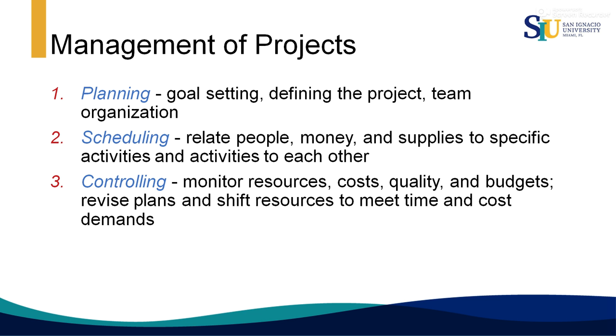In general, the management of projects involves 3 steps or 3 phases: planning, scheduling, and controlling. In planning, you set the goals, define the project, and organize your team. In scheduling, you relate people, money, and supplies to activities. And in controlling, you monitor resources, costs, quality, and budgets to see if your plan is working properly.